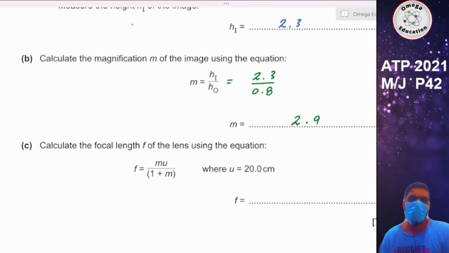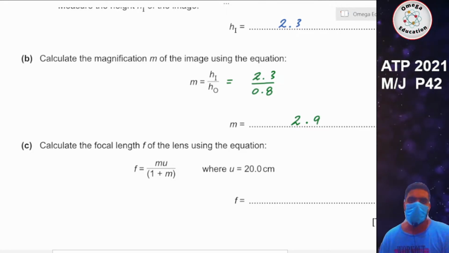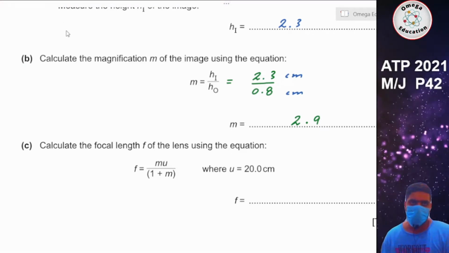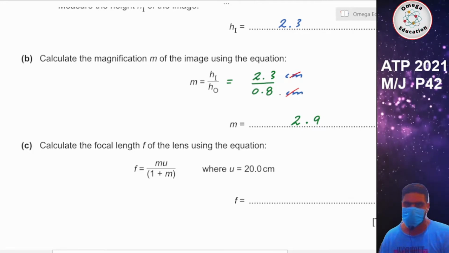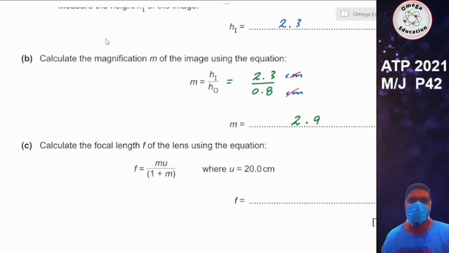And with magnification, we don't write a unit because the unit of hi was centimeters and the unit of h0 was also centimeters, and these two units cancel out. That's why magnification has no unit. Alright, over to the next one.